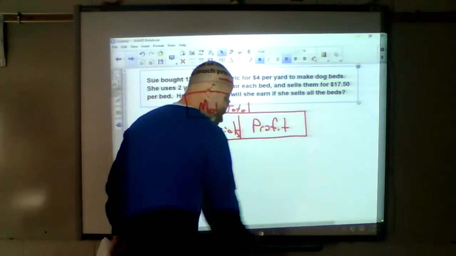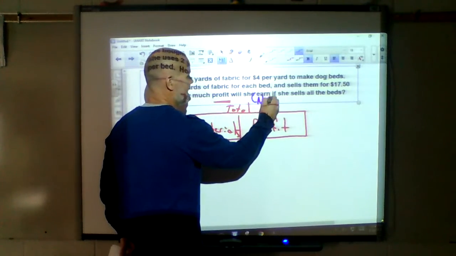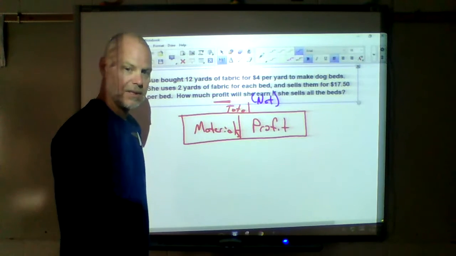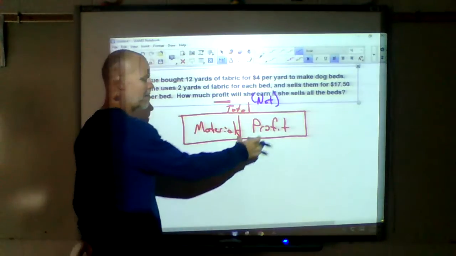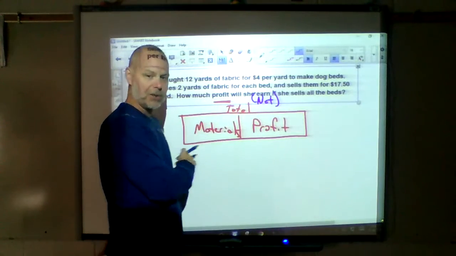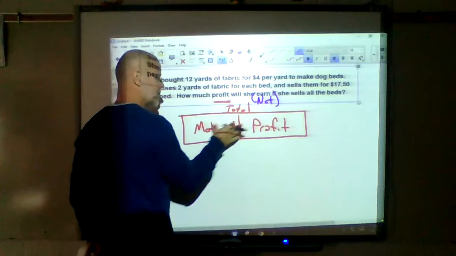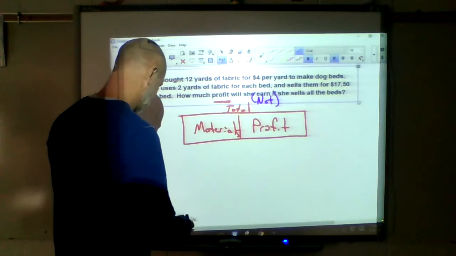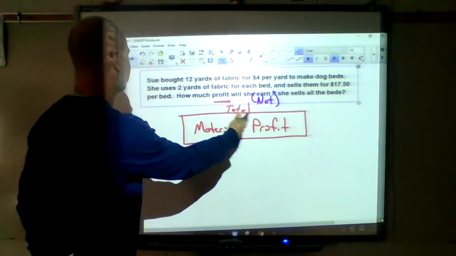Okay. Sometimes you'll see the total as net. The net amount earned. The net is the total amount. But to find out how much she's actually going to put back in her pocket, you have to subtract the materials cost. Okay, so this is our part whole. The materials plus the profit would be the total amount that she's going to make.